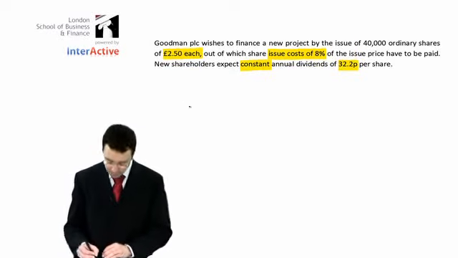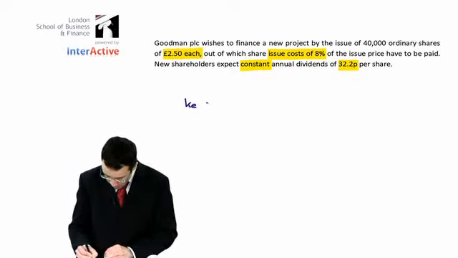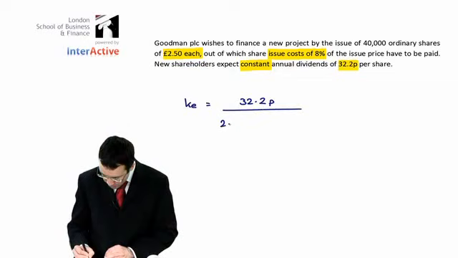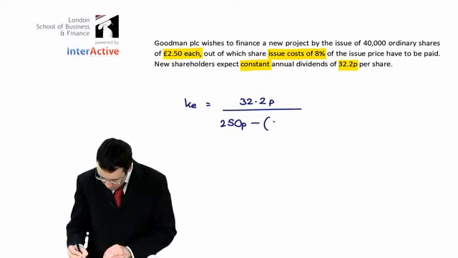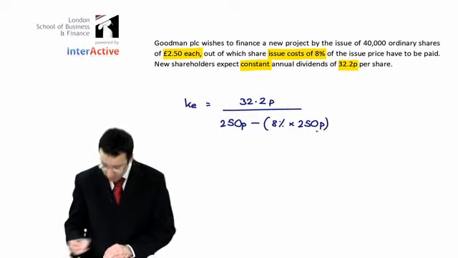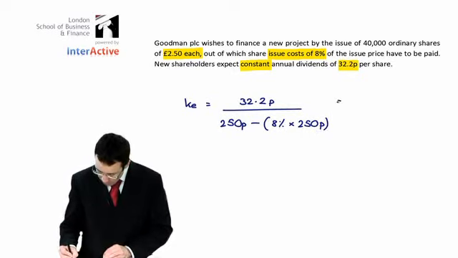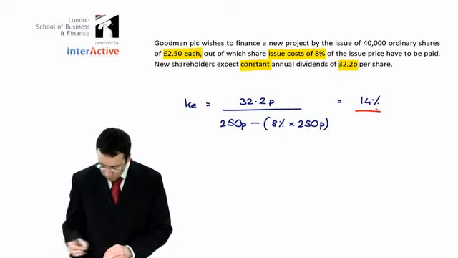32.2 per share. So your cost of equity takes my dividend of 32.2. We take my price of £2.50, so 250 pence, and then we deduct the issue costs, so 8% of my 250 pence. Tapping those numbers into your calculator should bring you to a nice 14%.